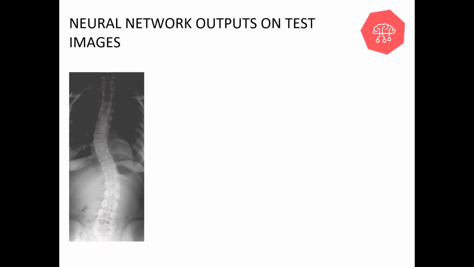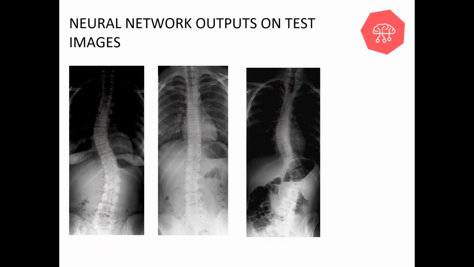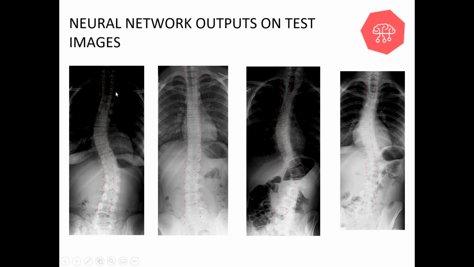Here we can see the neural network outputs on test images. The landmarks are the red dots. Note that these examples weren't cherry-picked.